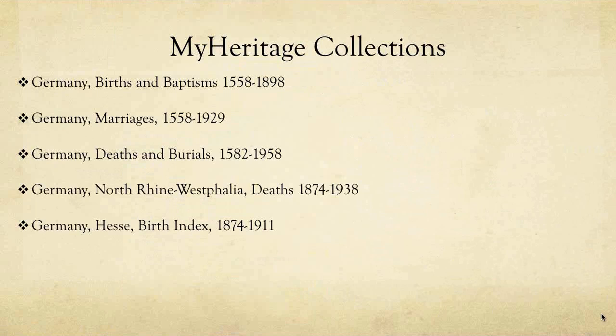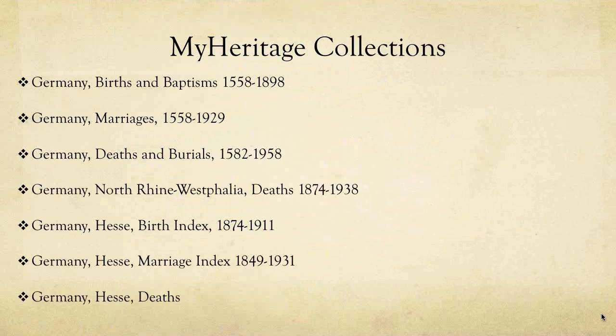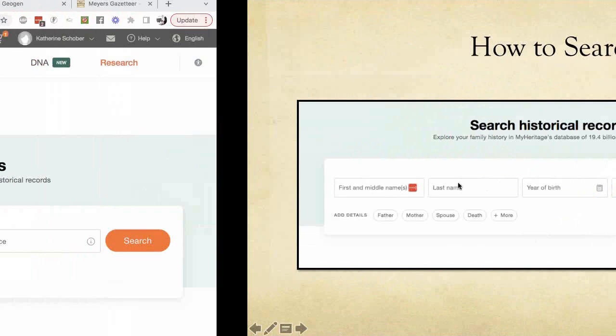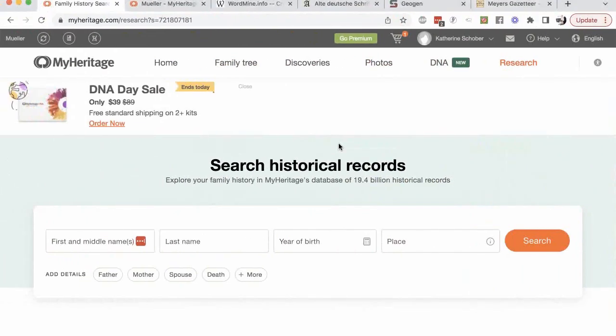And then if you have ancestors from Hesse, you're also in luck. They have a birth collection, a marriage collection, and a death collection. So the general ones plus the specific states will be great resources for you to use to find your German ancestors' vital records. So how do you do this? How do you find these records on MyHeritage? Let's go over to the site, and this is what it looks like.